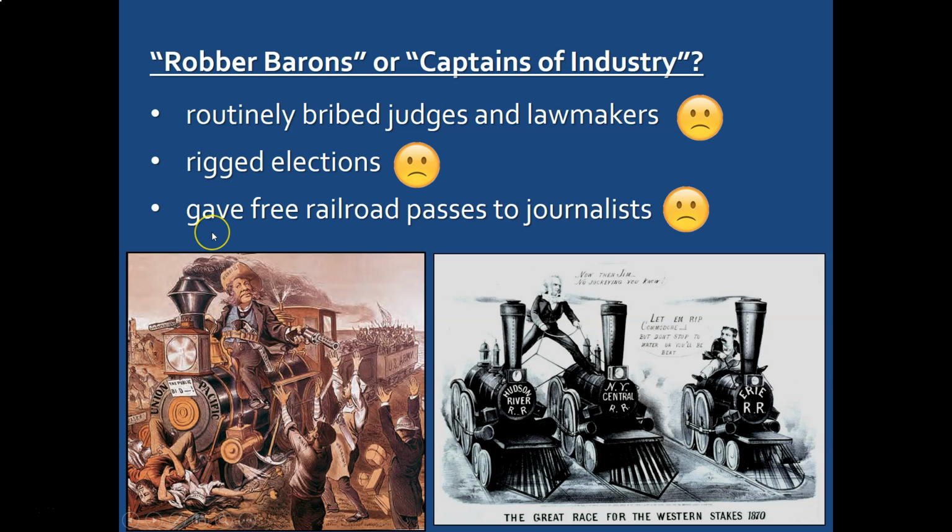And one way they could pay them off is by giving them free railroad passes, right? So in other words, you're not going to criticize a railroad which lets you travel on it for free. I mean, can you imagine if you were able to fly free on any airline you wanted, wherever you wanted to go? You would love that airline. You wouldn't dare criticize them because you don't want to lose that privilege.